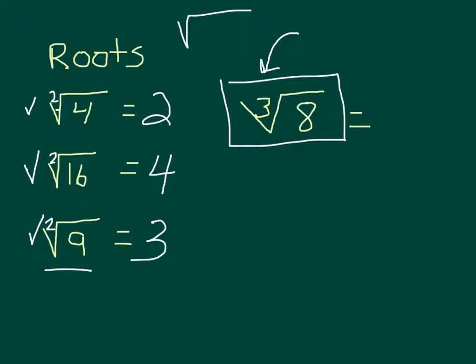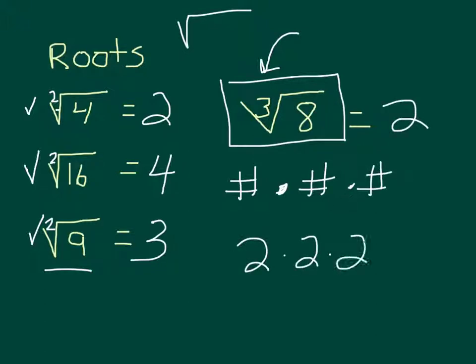Now, what's the difference with this one? Here it's asking for the cubed root. What number times itself 3 times would give you 8? So in other words, what number could I multiply times itself 3 times and get 8? Well, the answer is 2, because 2 times 2 times 2 is 8.